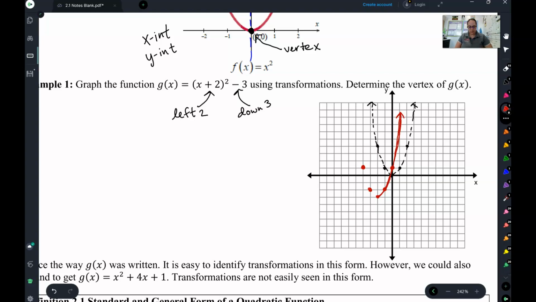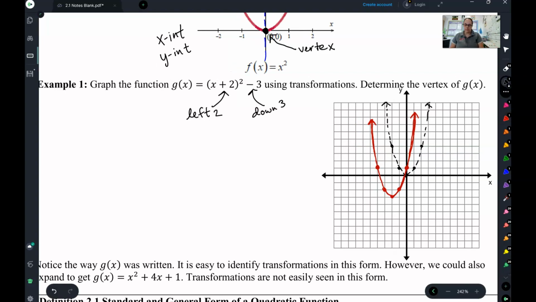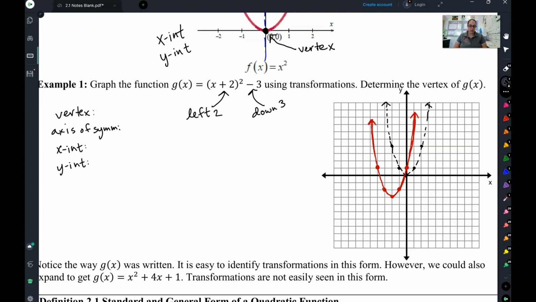Now, next, we're going to practice naming all those vocabulary words we just learned. So I like to call them the big four, because they're the four main things you find with every parabola. You have the vertex, the axis of symmetry, the x-intercepts, and the y-intercepts. So let's just get a start here. Let's start with the vertex. So I notice that's the lowest point on the graph, so that's going to be that one, and that is at -2, -3. So there's my vertex.